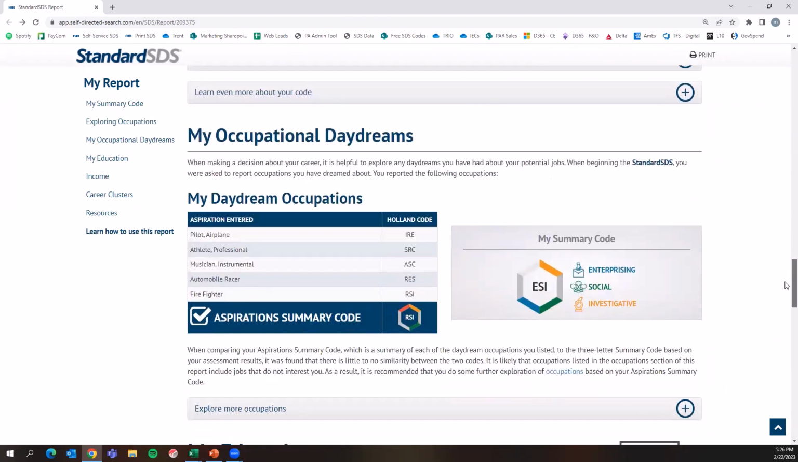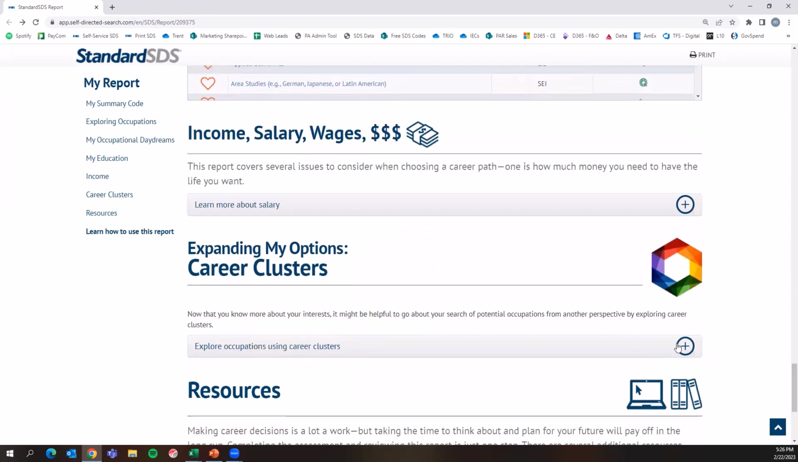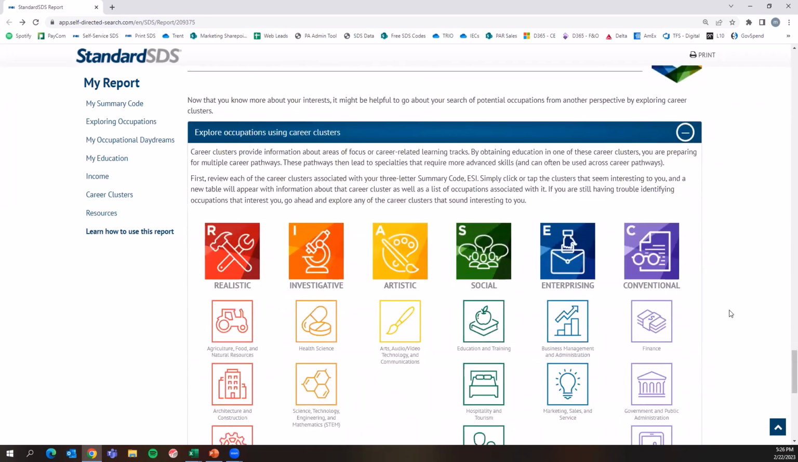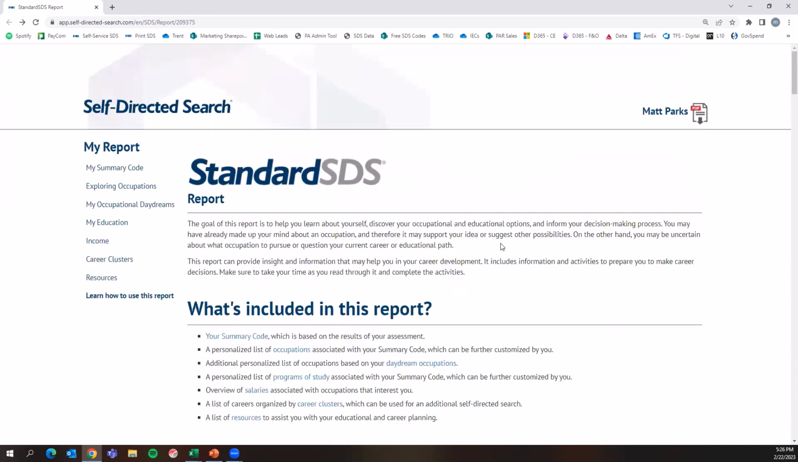There's a ton more information within here. There's a lot on education. There's a lot on salary and income. There's a lot on career clusters and how to find other occupations that are related to the ones that you found. But I want to pause now and throw it back over to Nicole, because again, we're going to do a deeper dive into this report, but today's goal was to give you a little bit of a preview, to talk about the importance of career assessments, and to show you why this one is an exciting one and why G-Metrix and the SDS are partnering together. So with that, I will stop yapping at you guys and throw it back to Nicole.